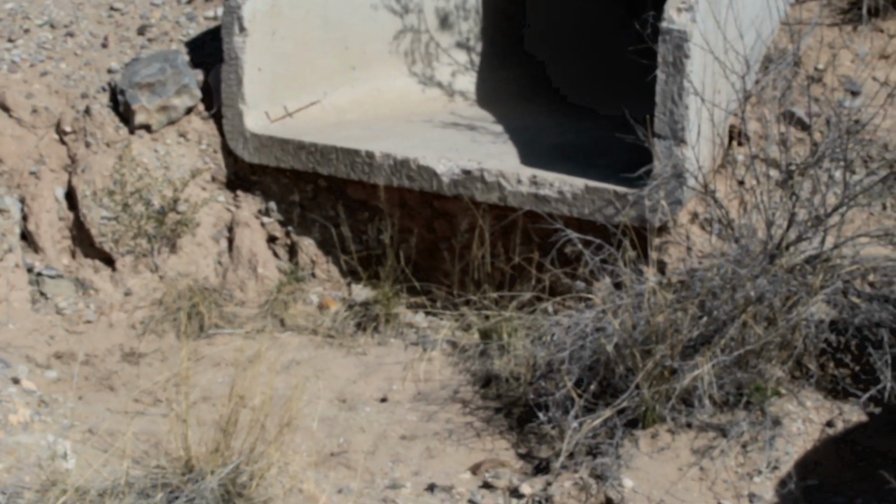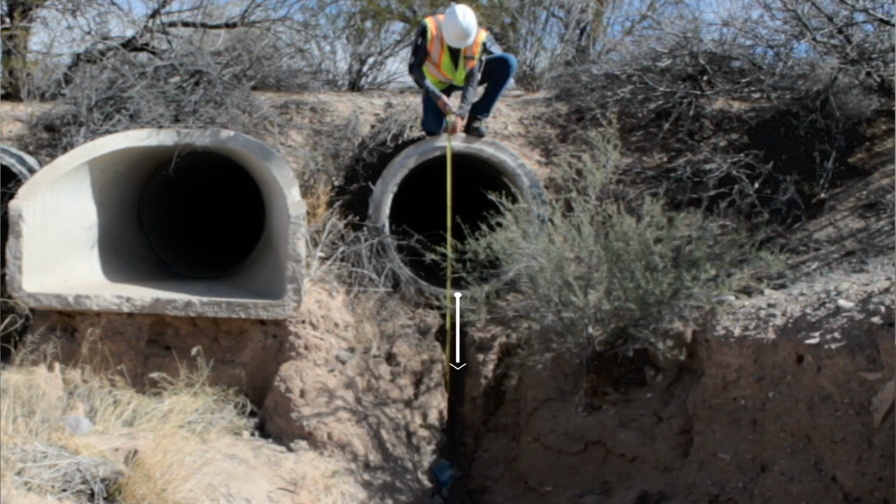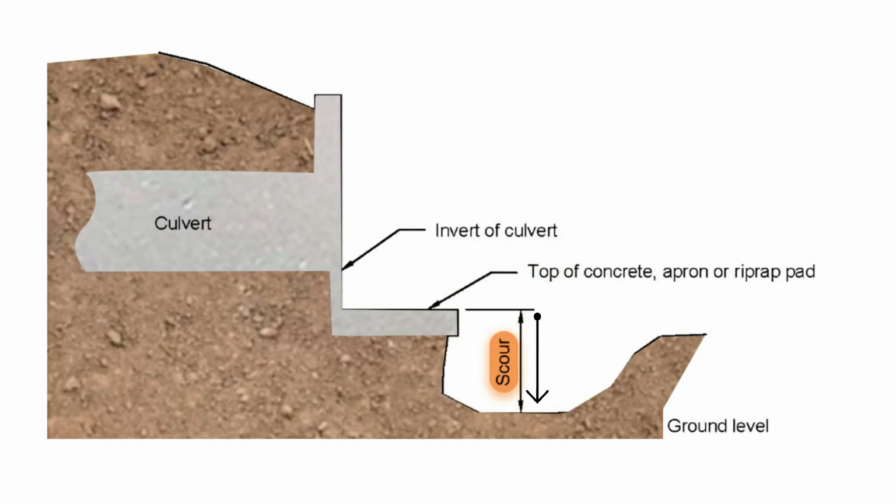But hey, we're missing something important, the scour, which is the removal of riverbed material at the outlet of culverts due to high velocities of water. This is very common at the outlets with no erosion control structures. To get the depth of the scour, measure from the invert of the culvert to the bottom of the scour hole. If there is an erosion control structure, measure from the top of the structure to the bottom of the scour hole.